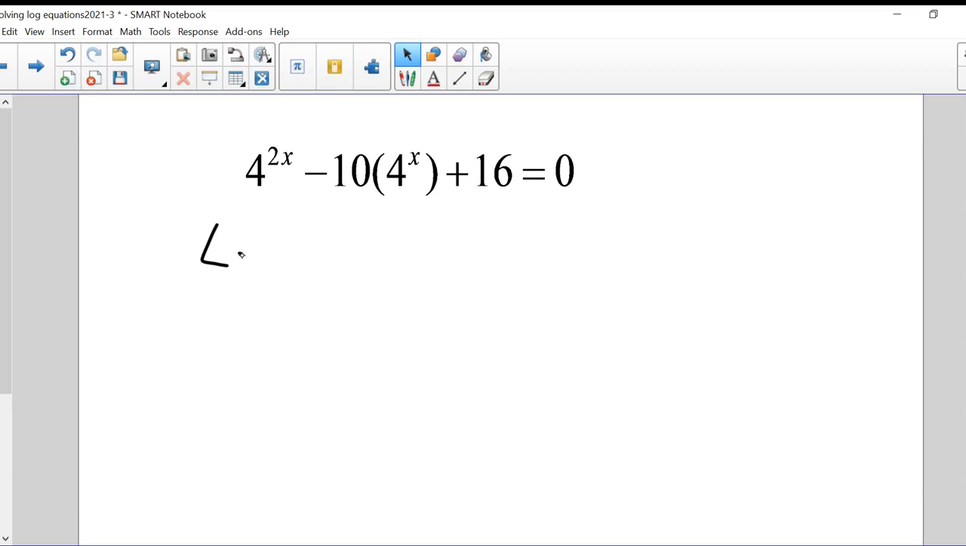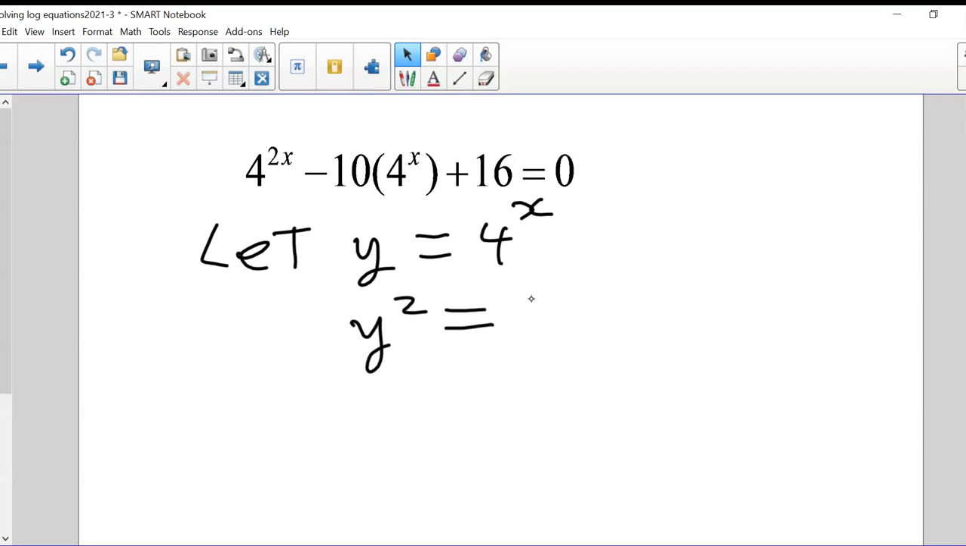Let's do a substitution. Let's let y be equal to 4 to the power of x. Let's say that that was a substitution we wanted to make. Well, what would y squared be equal to in that case? It would be equal to 4 to the power of x, to the power of 2, wouldn't it? Which would be the same thing as what? 4 to the power of 2x. Can we agree on that? 4 to the power of 2x.